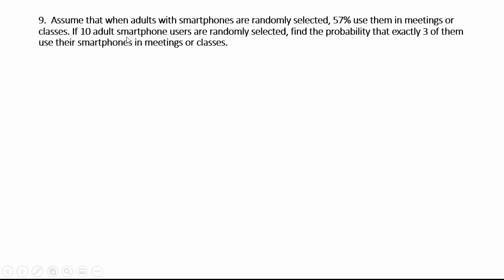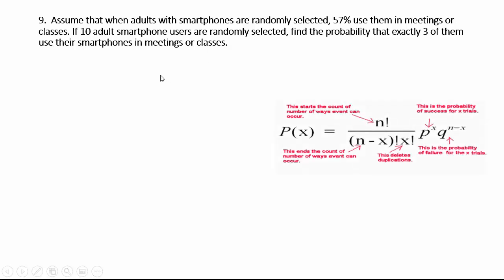Number 9: assume that when adults with smartphones are randomly selected, 57% use them in meetings or classes. If 10 adult smartphone users are randomly selected, find the probability that exactly 3 of them use their smartphones in meetings or classes. You should recognize this one as the binomial. So have your binomial probability formula ready.